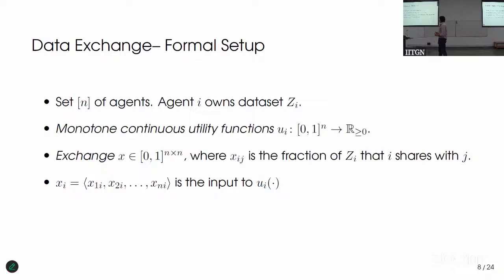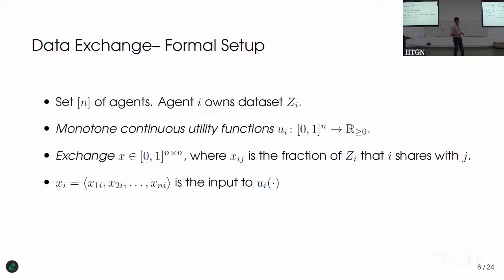Ideally, an exchange is represented by X, where Xij is the fraction of the data set that agent i shares with agent j. As an input to the utility function, a data bundle is essentially this vector: X1i, X2i, ..., Xni. So the utility that the agent gets from the exchange is a function of the data it receives from all the agents participating in the exchange. You can assume that an agent shares all of its data with itself, so its data is there anyway.